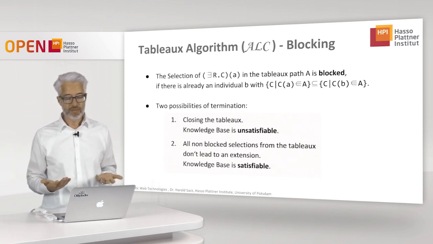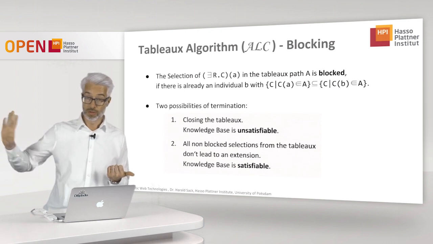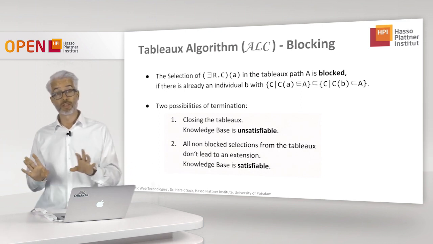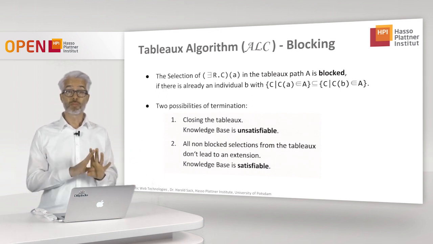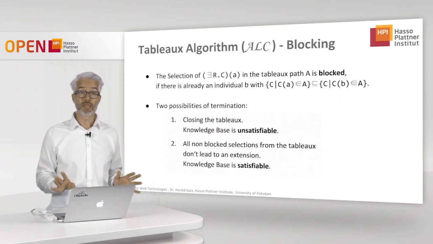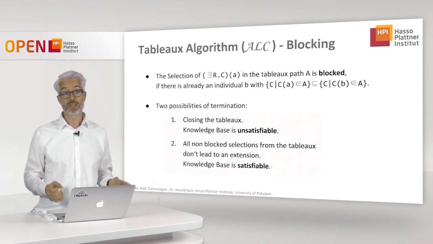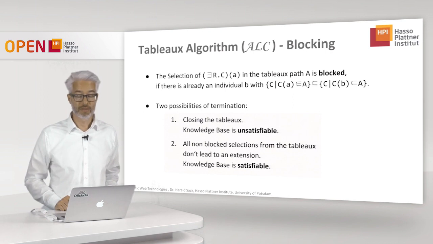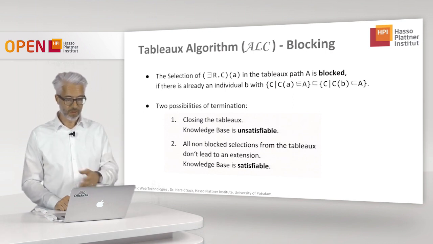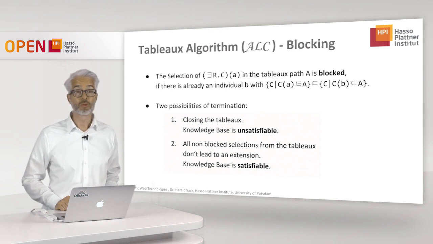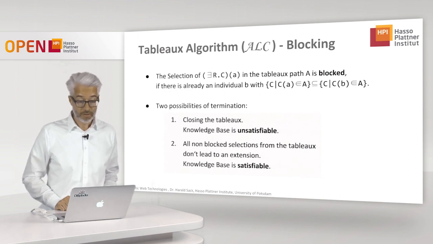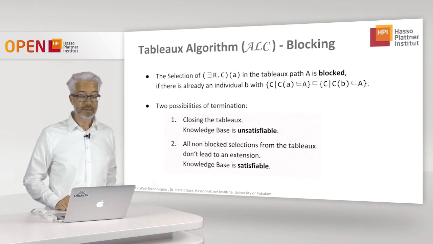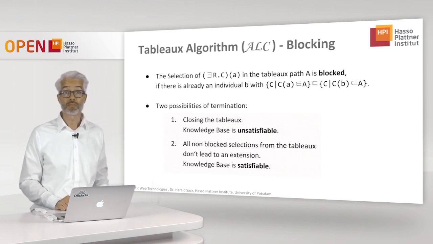First, if we are nevertheless able to close the tableau, so when there is no blocking, then of course the knowledge base is unsatisfiable and we are done. On the other hand, if you only can stop the algorithm by using that blocking, then the knowledge base is satisfiable. And this is also the same if all non-blocked selections of the tableau don't lead to an extension, so if you cannot apply any other extension rule. So this is the general extension of the Tableaux algorithm.